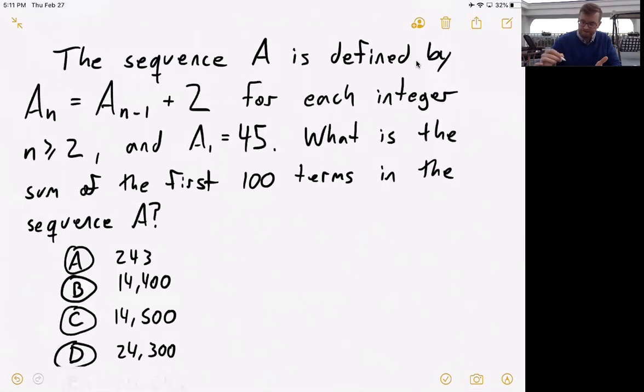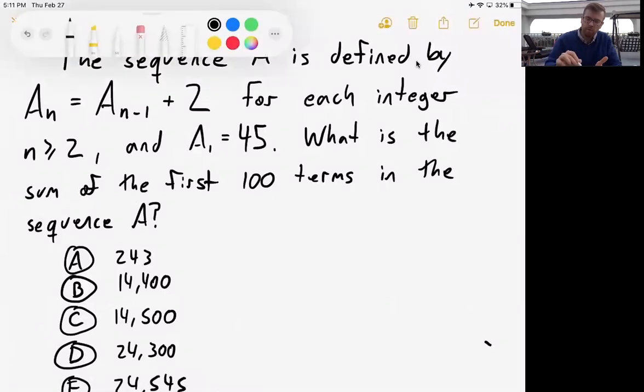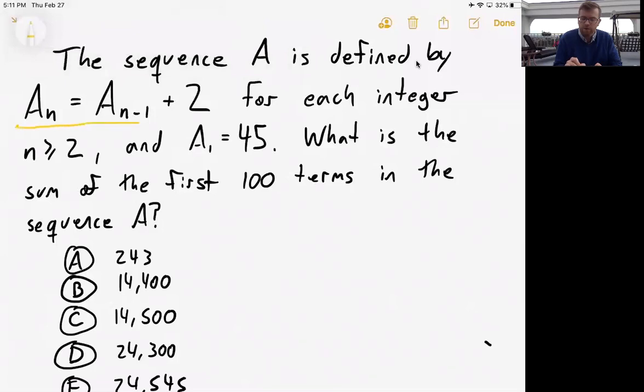So going through this, I want to point out a couple things. One, this sequence is a recursively defined sequence. That just means that the nth term is defined by the n minus 1 term, or rather the previous term. That's how they've given it to us, and that's pretty easy to interpret, actually.